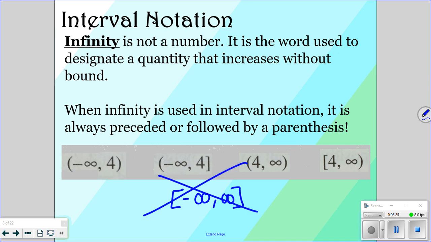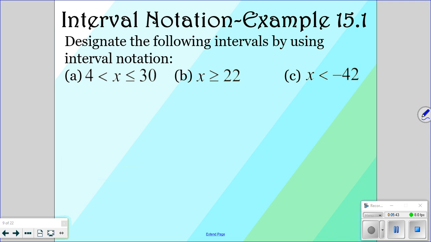That cannot work. Okay? So we want to designate the following intervals by using interval notation. So y'all pause the video and try the three by yourself. Y'all can discuss amongst yourselves and then unpause it and I'll show you what you do.